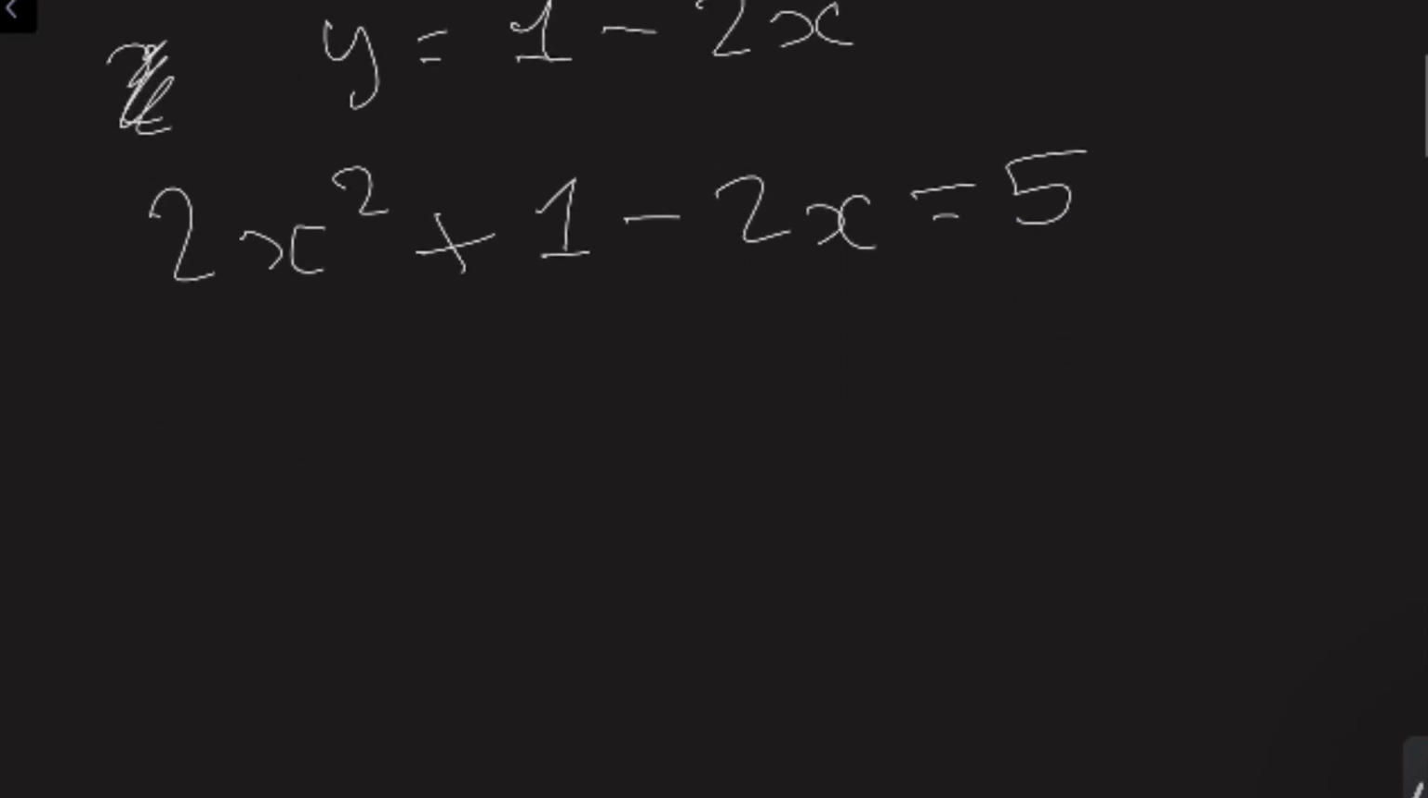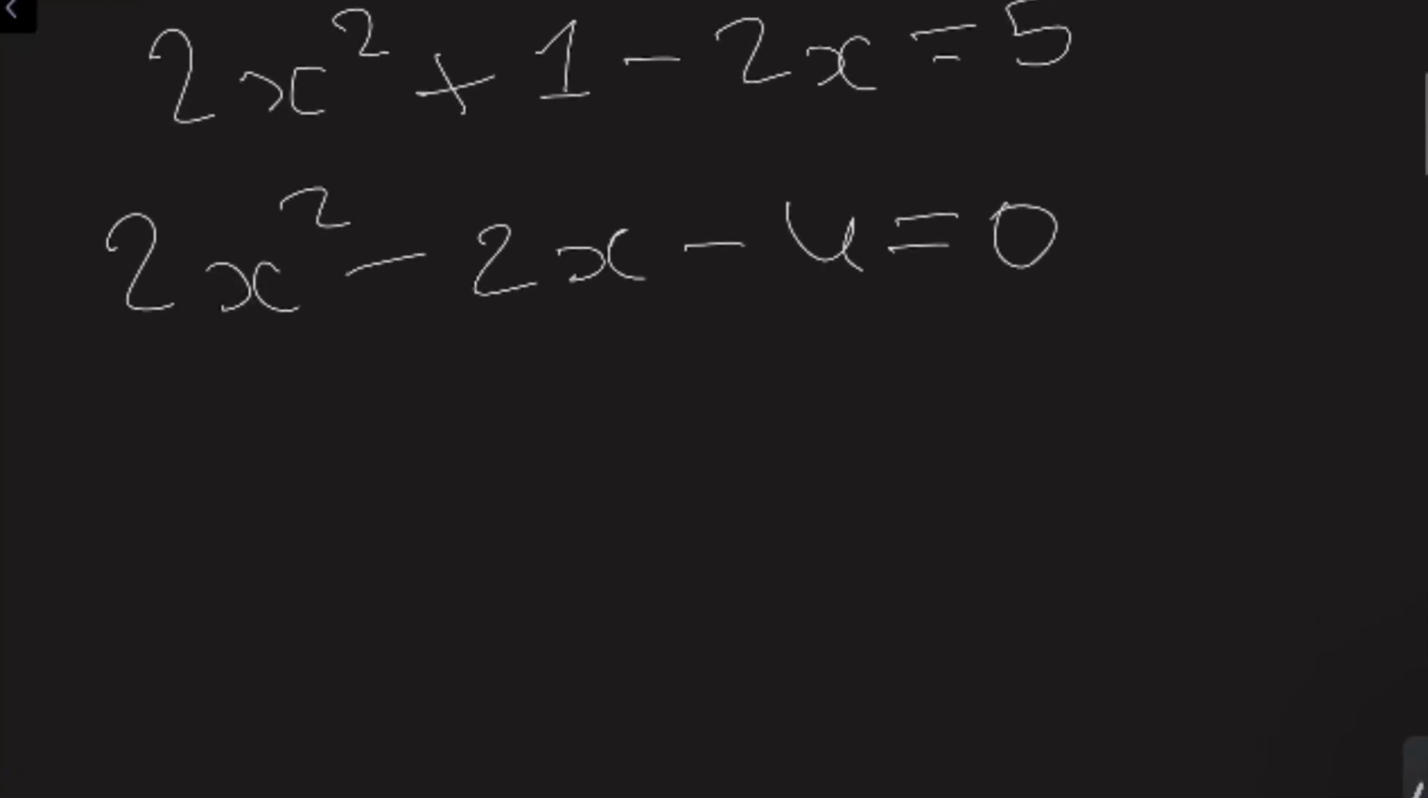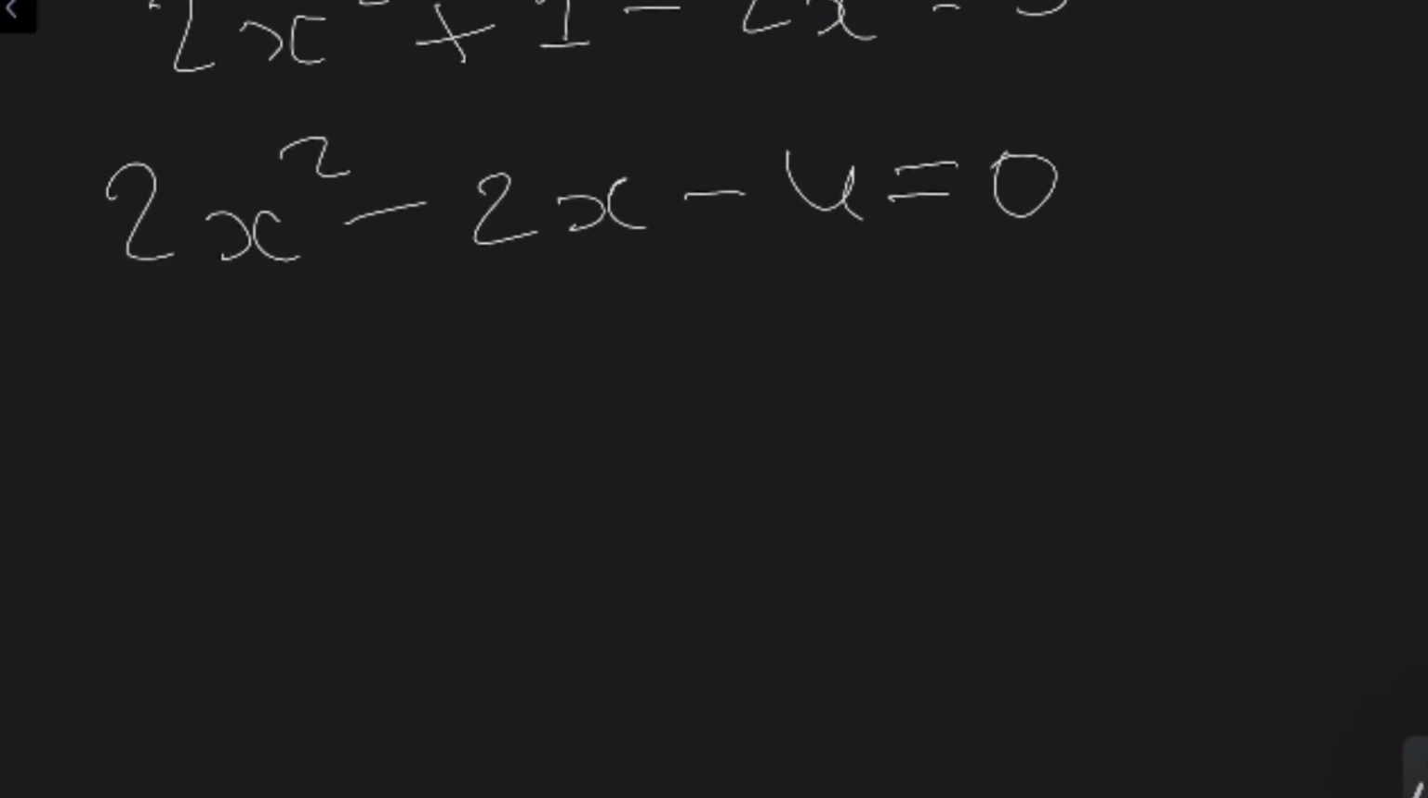Now collect the like terms and simplify. You've got 2x squared, there's no other x squared terms, and then there's only one x term, so just write that. Then you've got a 1 here and a 5 there, so subtract 5 from both sides and you get minus 4. As you can see, you can simplify that, so divide both sides by 2. 2 divided by 2 is 1, and again 1. Minus 4 divided by 2 is minus 2, and 0 divided by 2 is 0.